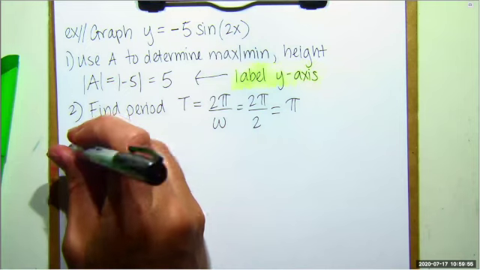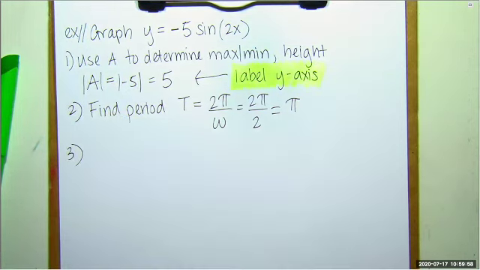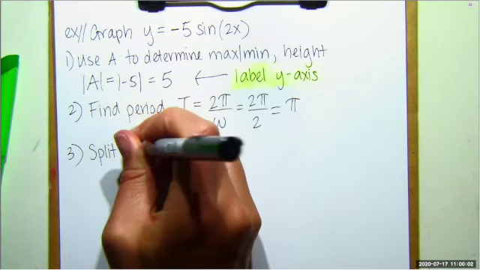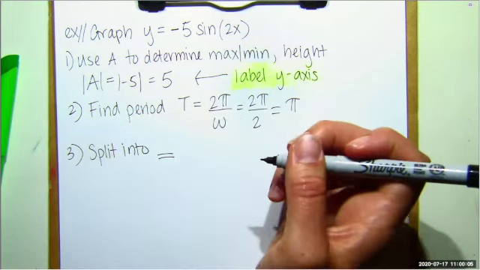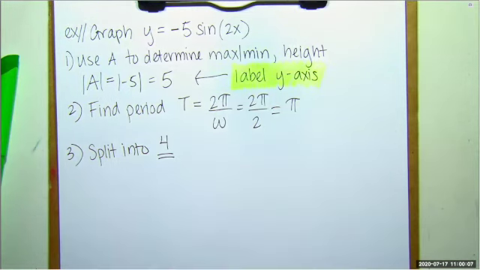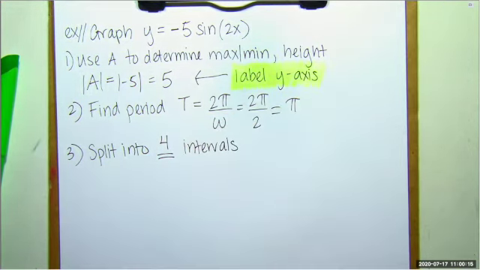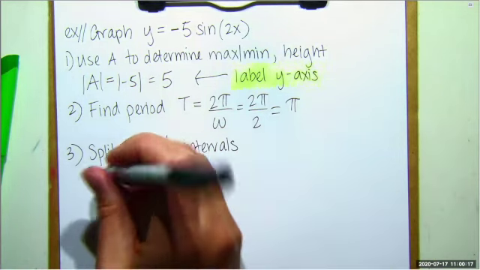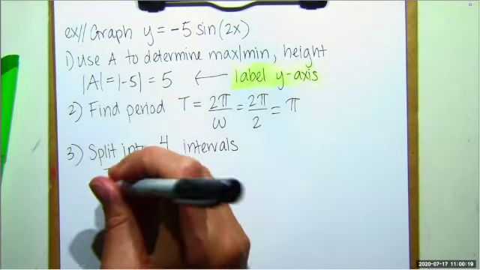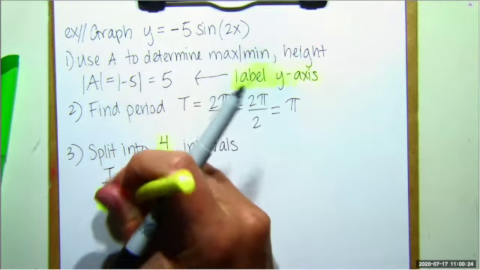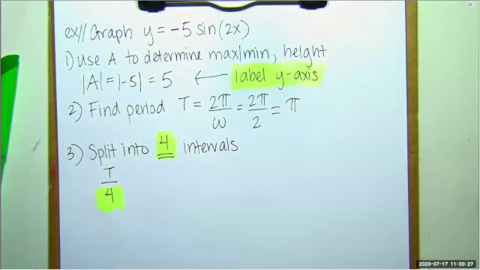The next step is the most important step to get these graphs correct by hand. We're always going to take our period and split it into how many intervals? 4. This is because of our 4 quadrantal angles, our 4 key points. We're going to split this into 4 intervals. Okay, so we always take our period T and divide by the number 4. This never changes, whether we're doing sine, cosine, tangent, cosecant, secant, cotangent, we always want to split this into 4.